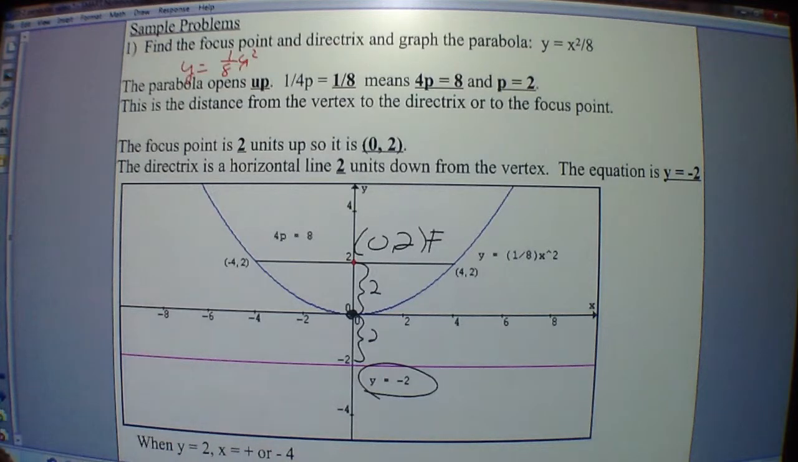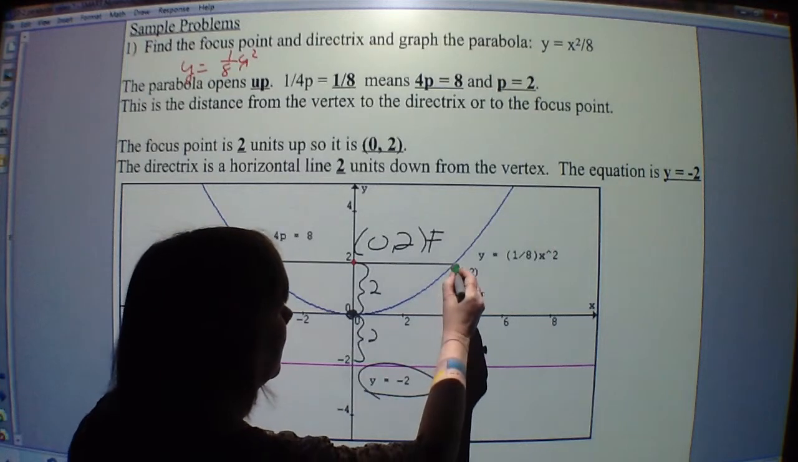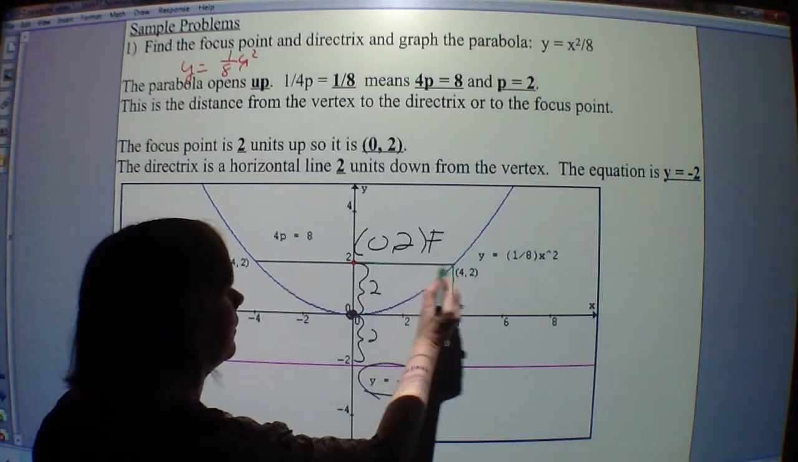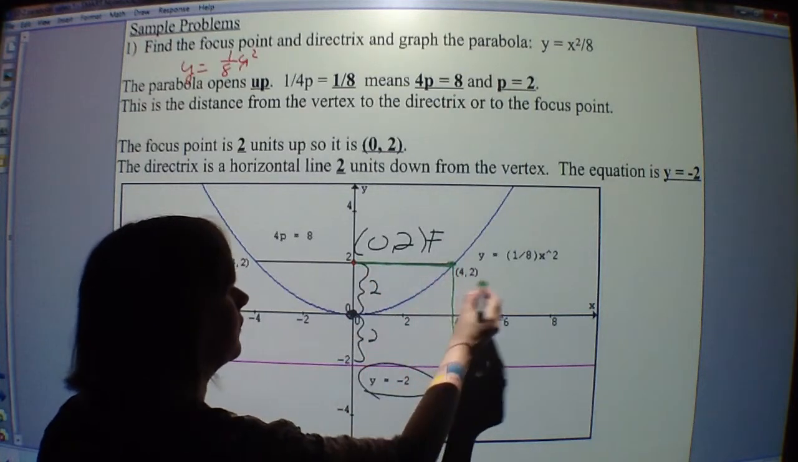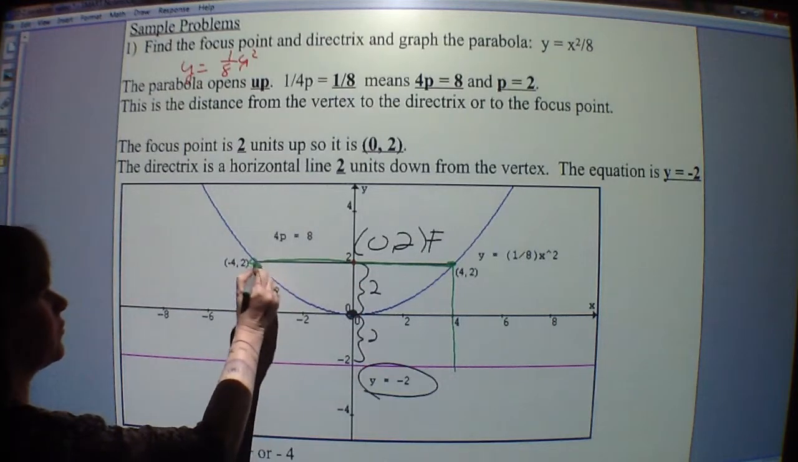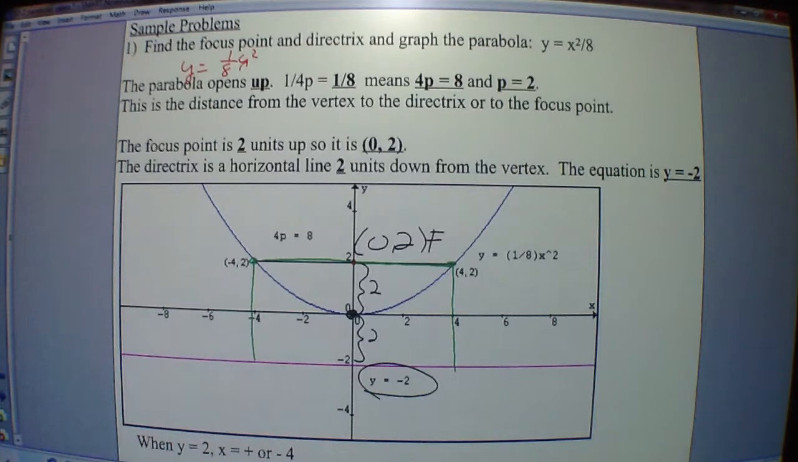Now what you could do is, if you know this is 2 and this is 2, that's 4. So there's a point (4, 2). Do the same thing here. If this is 4, that's 4. Negative 4, 2, a point. I have 3 points. Start graphing your parabola.